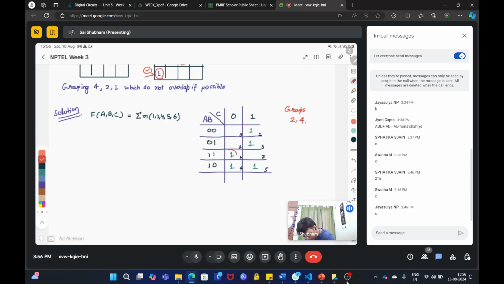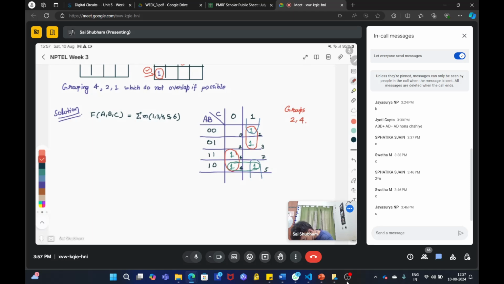So one group I can make like this, another group would be like this. Third, either we can make like this, or we can go like this. Okay. So first two is clear.